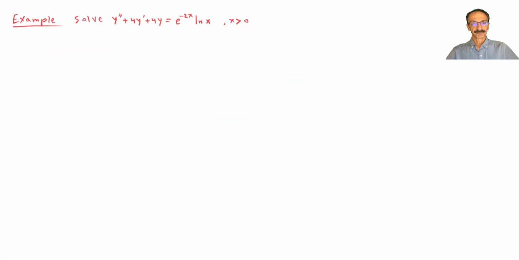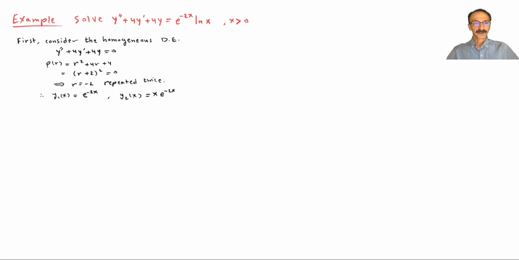Here's an example. This is the same format that is given to me. y double prime plus 4y prime plus 4y equals e to the power minus 2x ln x. x is greater than 0. That means I don't have to worry about absolute value while I'm integrating. First, consider the homogeneous differential equation. We first take care of y1 and y2.